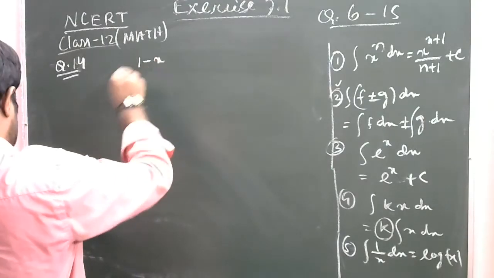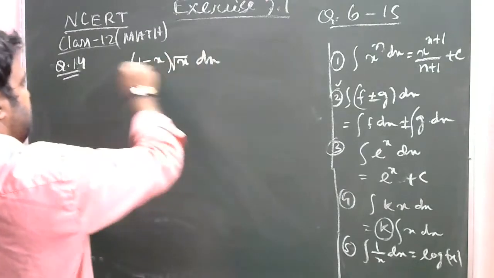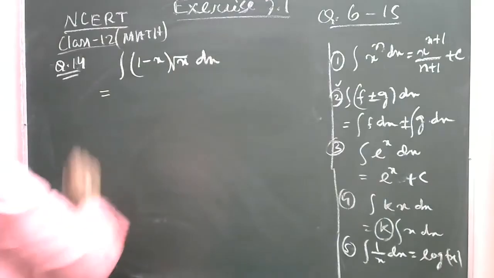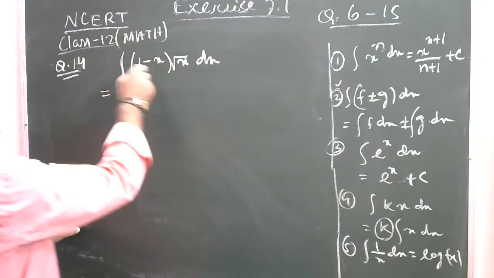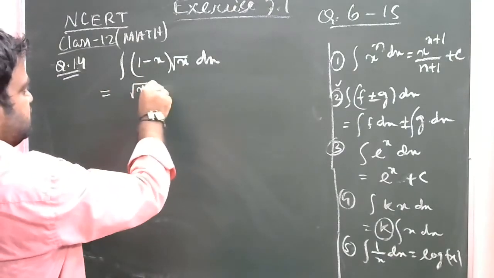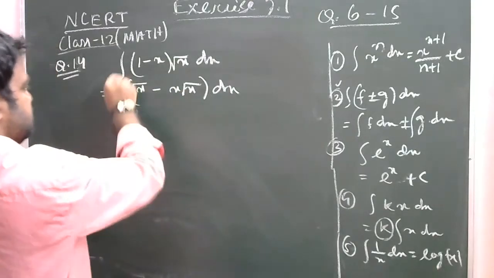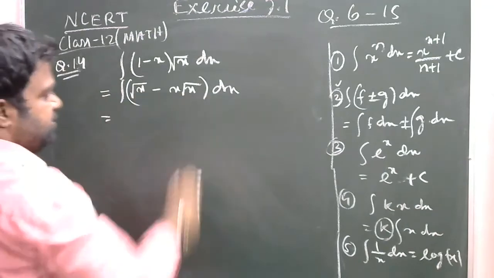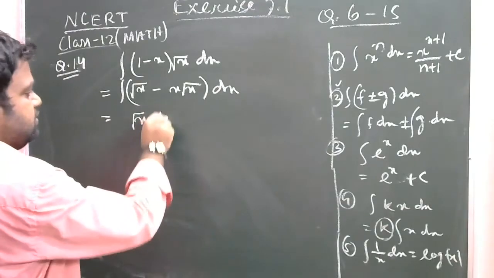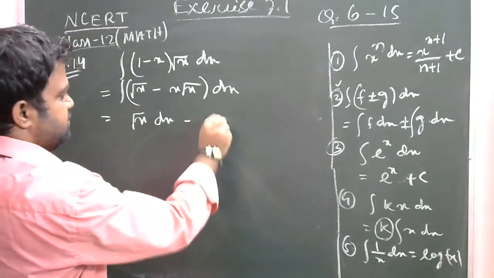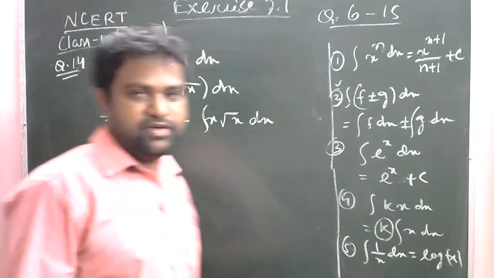Integral of (1 minus x) root x dx. Simple, no? This is simple. So just I'll multiply. This is root x, minus x root x, dx. Now I can write them separately. I can find the integration separately. Root x dx, and x root x dx. Separated, easy now.